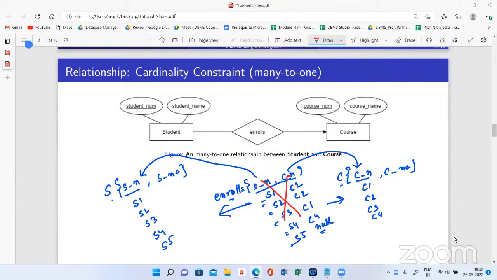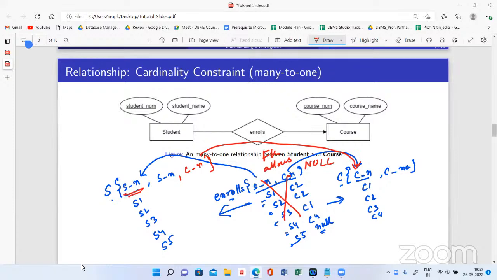Rather, I suggest we remove this table and just have the course number over here. This course number will be a foreign key, but this foreign key allows null values. And this is the primary key; we do not change the primary key. So my problem is solved.